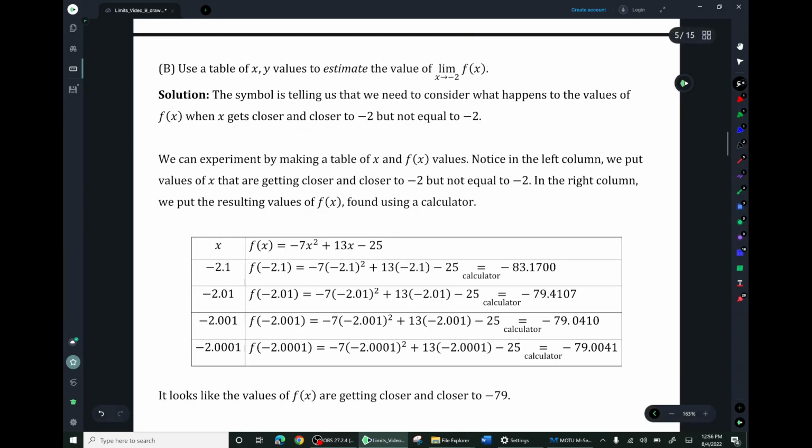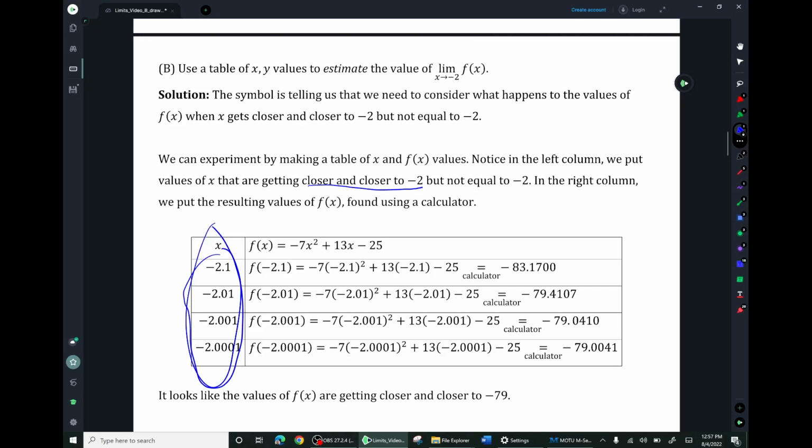Let's go on. Question B says, use a table of xy values to estimate the value of this limit, the limit as x approaches negative 2 of f of x. Well, that symbol is telling us that we need to consider what happens to the values of f of x when x gets closer and closer to negative 2, but not equal to negative 2. We can experiment by making a table of x and f of x values. Notice in the left column, we put values of x that are getting closer and closer to negative 2, but not equal to negative 2. So minus 2.1, minus 2.01, minus 2.001, and so forth.